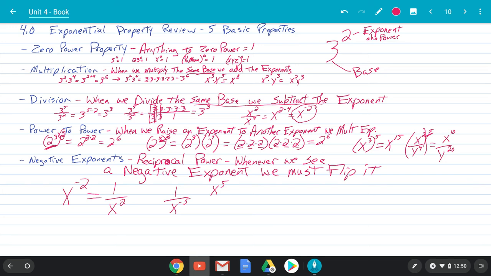Now, here's the thing about reciprocals. If I were to multiply reciprocals, 1 times x to the 5th is x to the 5th. X to the negative 5th times 1 is x to the negative 5th. But when we multiply reciprocals, they should multiply together to get 1. So what you need to remember for right now is when we see a negative exponent, we must flip it.